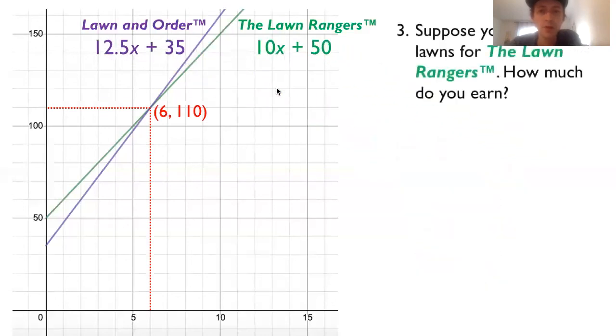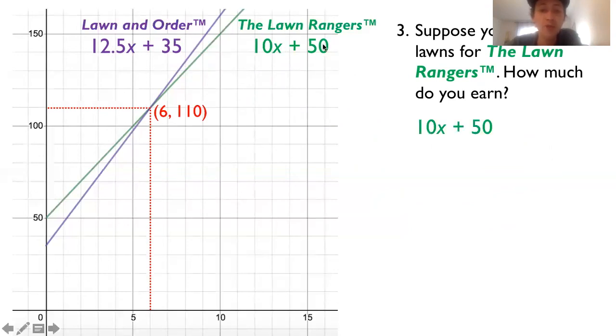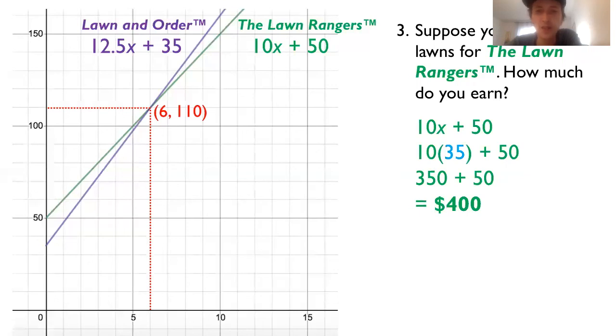So two more questions. Suppose you mow 35 lawns for the Lawn Rangers. How much will you earn? Well, again, all we have to do is take the rule and replace the x with 35. 10 times 35 plus 50 is going to be $400. This one you kind of have to use the rule because I don't really show it on the graph. You would have to zoom this graph out if you wanted to see the number 400.